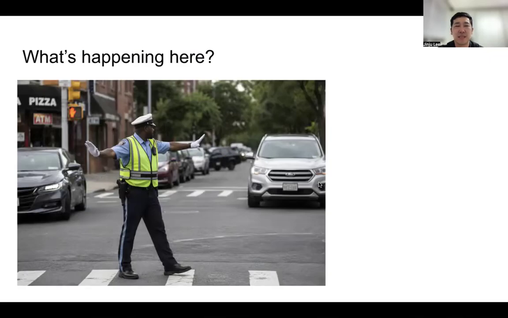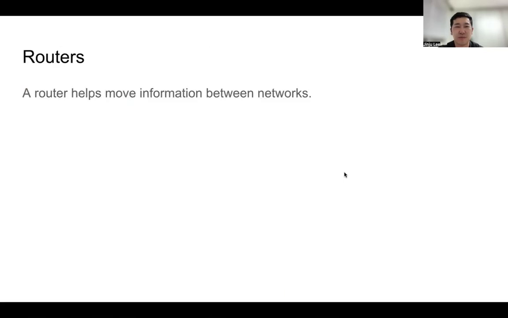Okay. So next topic is this. First question, what's going on here? That's right. There is a traffic controller directing traffic. If basically the policeman says you can go, then you can go. If the policeman says do not go, then do not go, right? And the policeman can tell you where to go too. Basically, in that case, a traffic controller is like a router. And that's the next topic.